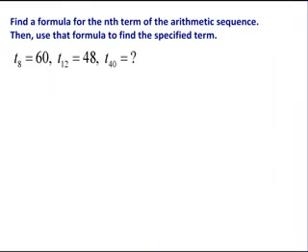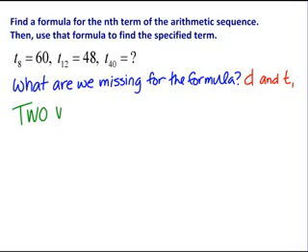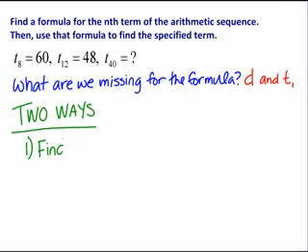The next level of problem is a little more challenging because instead of giving us the entire sequence, they give us just the 8th term and the 12th term, ask us to write a formula for the sequence, and then find the 40th term. So first we need to ask ourselves, what are we missing to write a formula for this sequence? Well, our formula depends on the common difference and the first term.